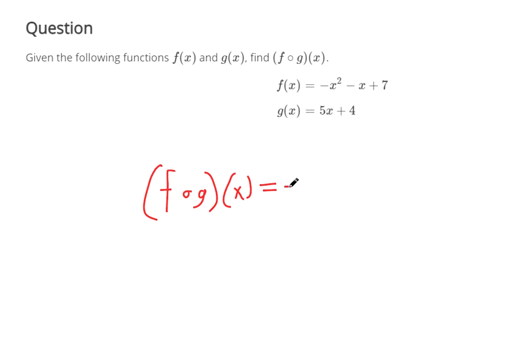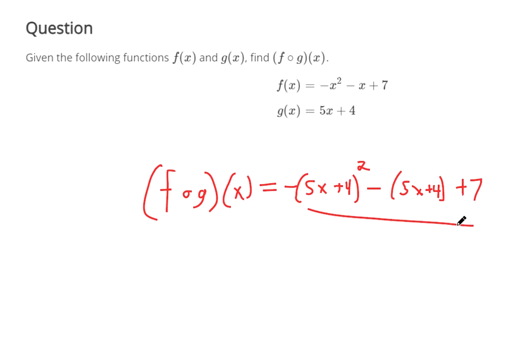And so I'm starting with the notation of f. It's negative, but then when I get to an x, I'm putting 5x plus 4 in its place. And that's being squared, and that's minus 5x plus 4, and then plus 7. So that is f composed of g.